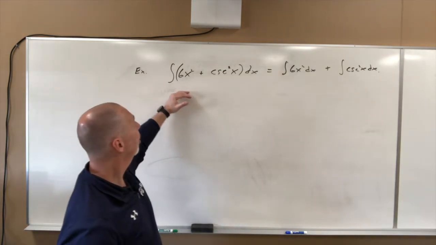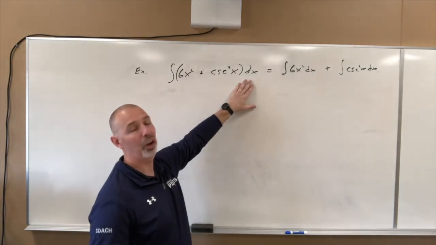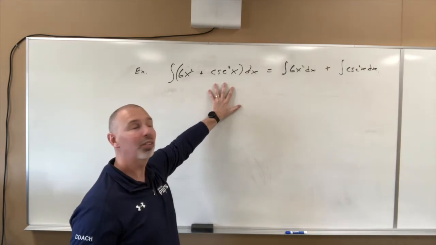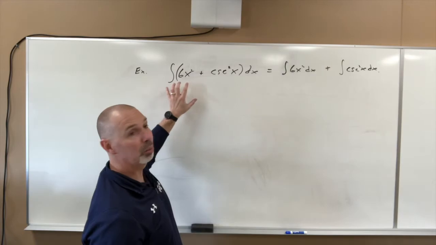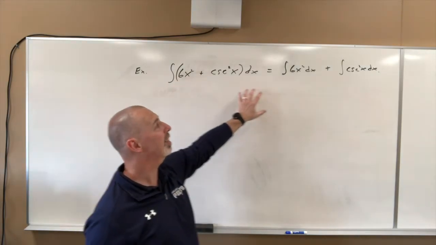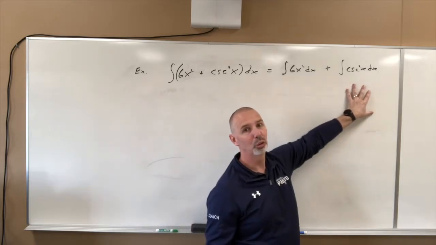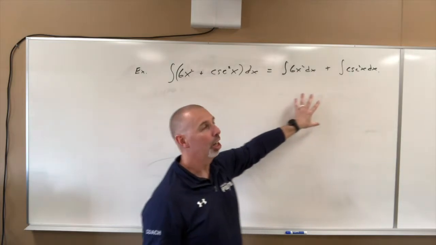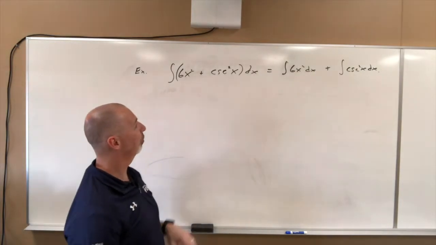All right, so here we have the integral of 6x squared plus cosecant squared x dx. Now, this can be broken up. Just like with derivatives, if we have the derivative of a sum or a difference, it can become the derivative of each individual piece. Same thing here. This could become the integral of each individual piece. You don't have to write this out, but we do need to do this in our heads when we're taking the integral of this.